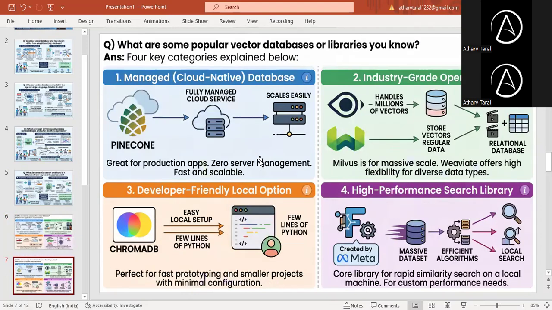So next question. What are some popular vector databases or libraries you know? Four key categories are explained below. That is a great question. I have been working on my AI projects, so I realize that choosing the right vector database is really important for system performance. Basically, there are four ways to look at this. You have managed databases that run in the cloud, and then you have open source libraries that you can run yourself. The popular managed database, the one that almost everyone mentions first, is Pinecone.